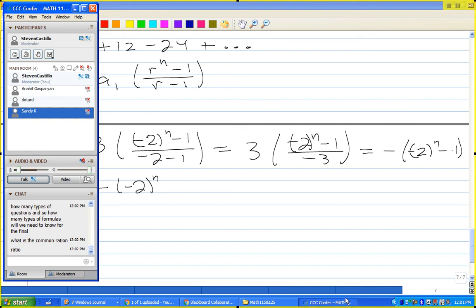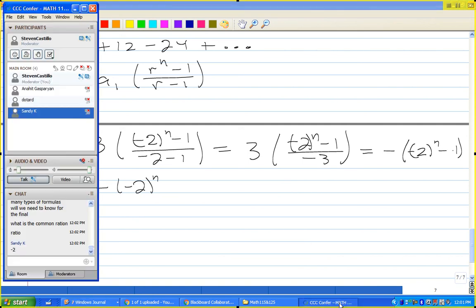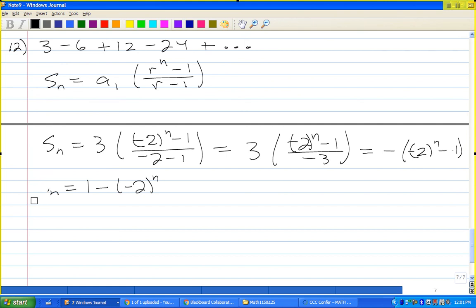What is the common ratio? The common ratio is what you multiply to get to the next term of a geometric sequence. And so 3 times negative 2 is negative 6. Negative 6 times negative 2 is 12. You can find the common ratio, remember, by just dividing consecutive terms. 12 divided by negative 6 is negative 2. Yes. Okay.